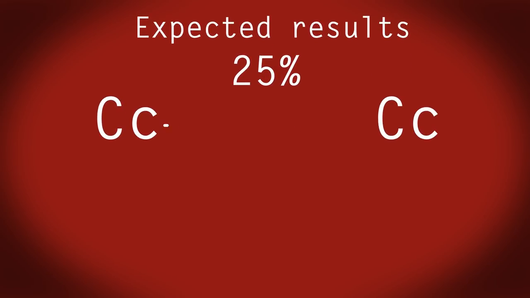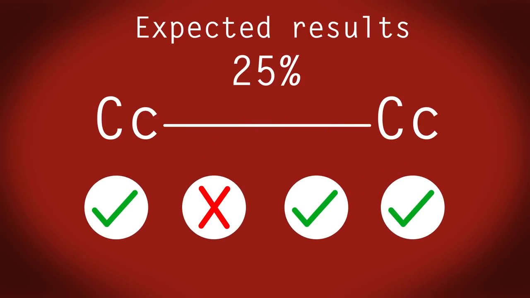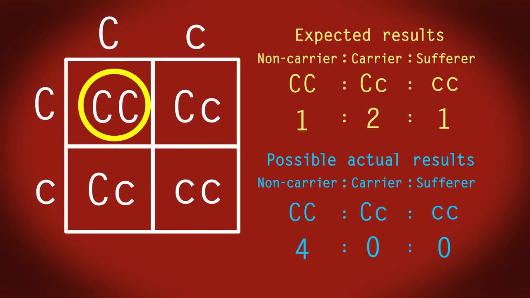So whilst we could expect that 25% of offspring of two cystic fibrosis carriers to suffer from the disease, it is a probability. The actual results may be different. Two carrier parents could potentially have 4 children that are all non-carrier CC genotypes.